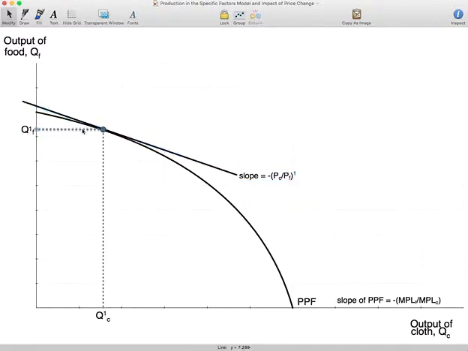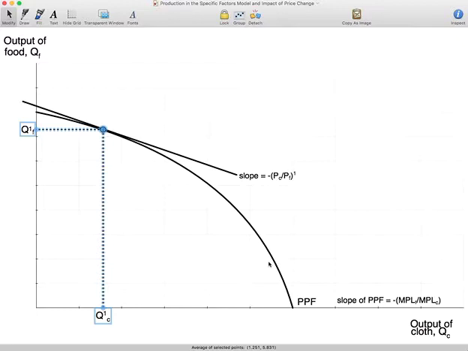And in this particular graph, this gives us an output of food of Q1F. Let me highlight these for you, and I gotta hold the right button down in order to do that. And it gives us an output of Q1C. So for these prices, for this particular PPF, we are going to see an output level of Q1F in food and Q1C in cloth production. So that just illustrates how the output level is determined in the specific factors model.